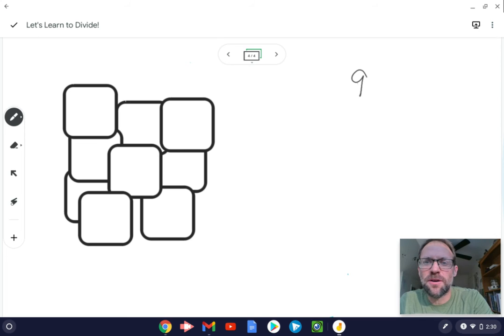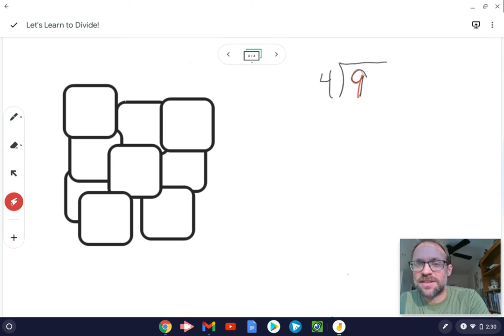Let's divide it by 4. Let's go back to the example we just did. Let's divide it by 4. So this reads 9 divided by 4. Okay? So just like in the first 2 examples, we're going to ask ourselves, how many groups of 4 can we make? How many groups of the divisor can we make from this pile of 9 blocks?